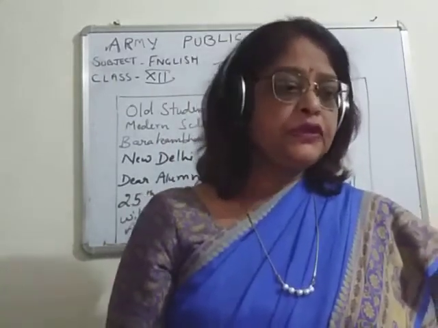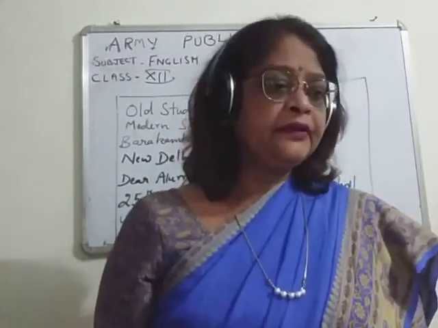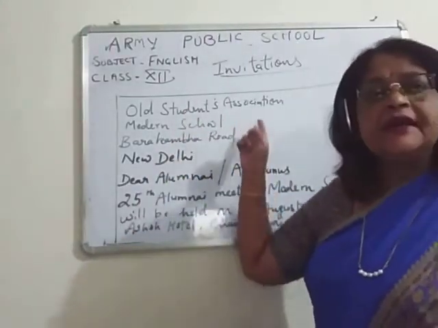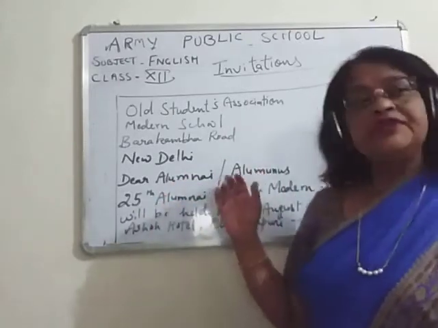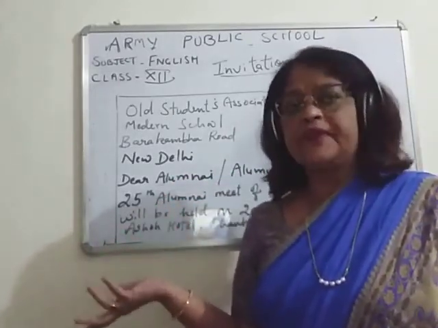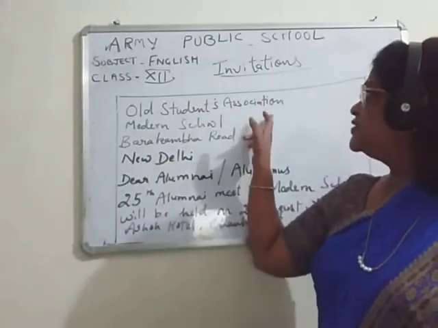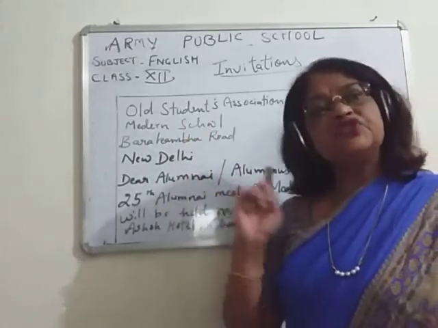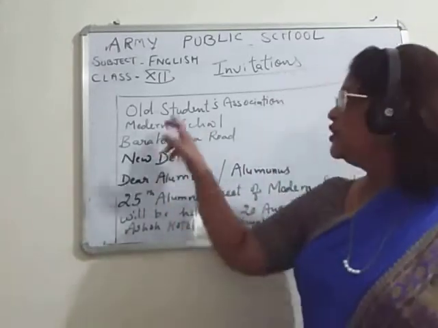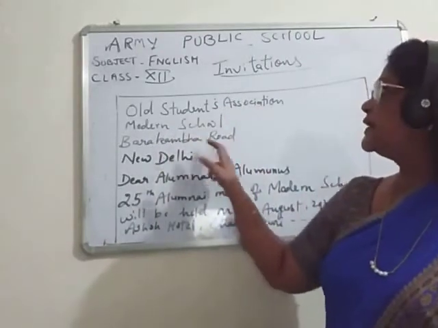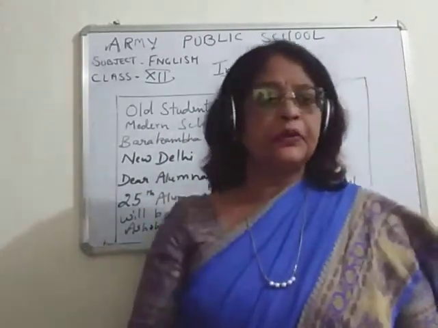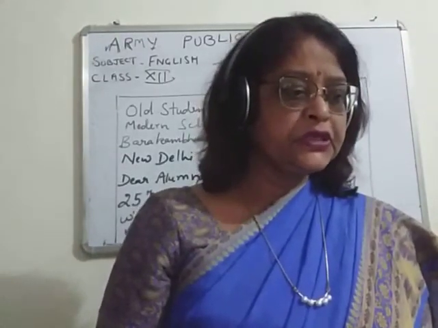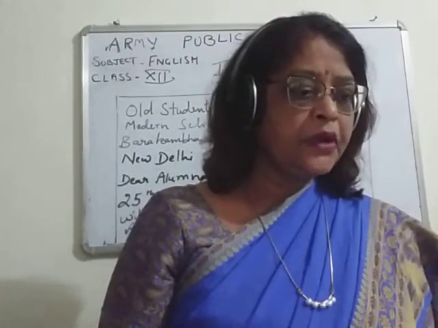Now children, then you have to write, like the letter, the address: Old Student Association. That means you have to write which school this invitation is from. Old Student Association, Modern School, Barakhamba Road, New Delhi. This is the information which you had in the question also. So children, this is your Old Student Association, Modern School, Barakhamba Road, New Delhi.